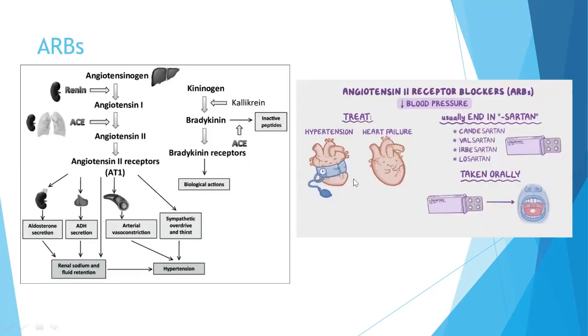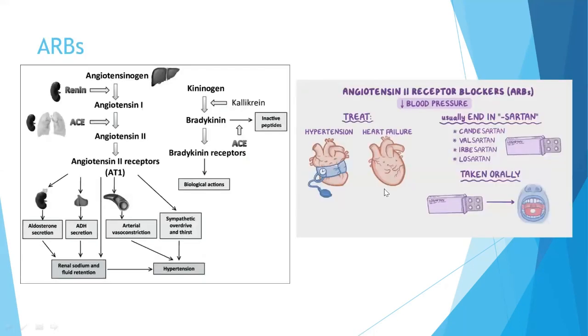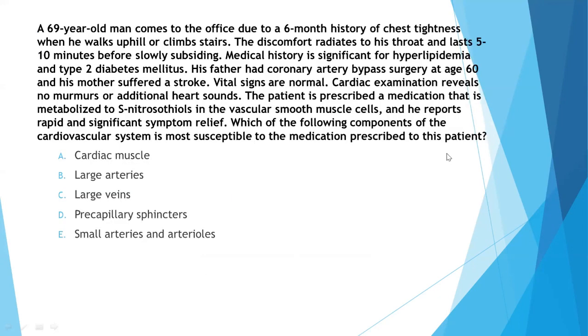Next up, we have the angiotensin receptor blockers. Same idea. Just remember, we block here in ACE inhibitors, and we block here in angiotensin receptor blockers. This will decrease the blood pressure. It is used to treat hypertension and heart failure. The names usually end in sartan, valsartan, losartan, and it is taken orally.